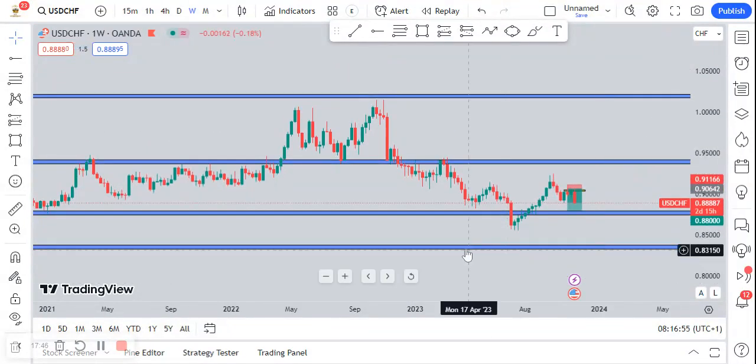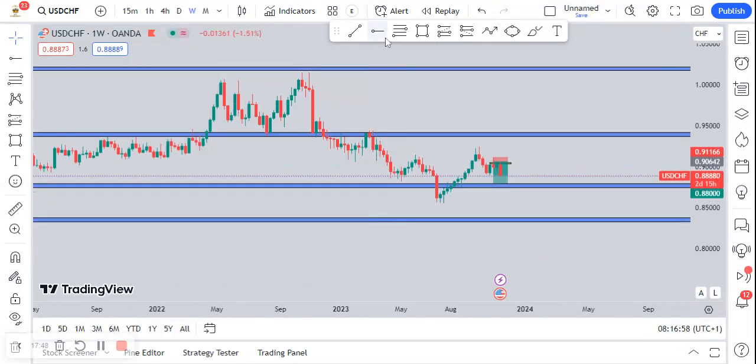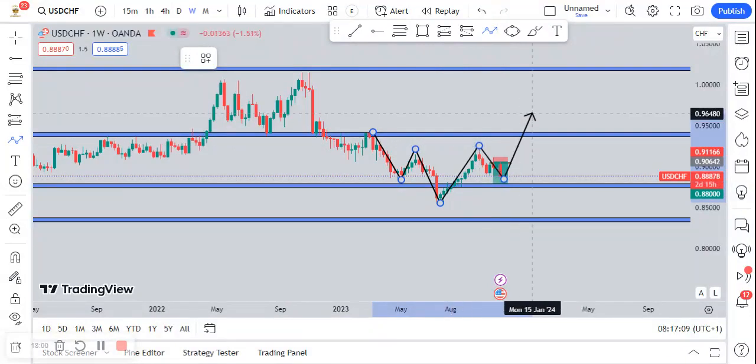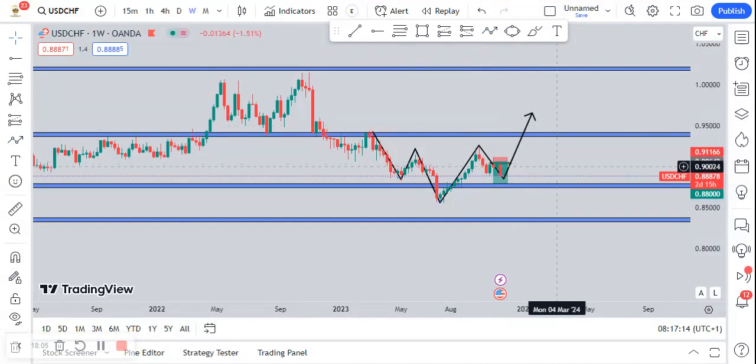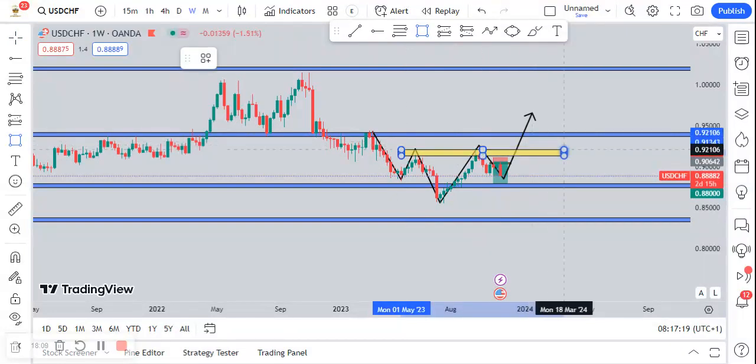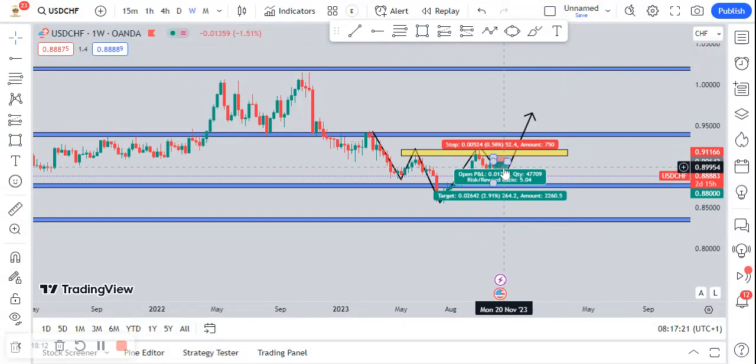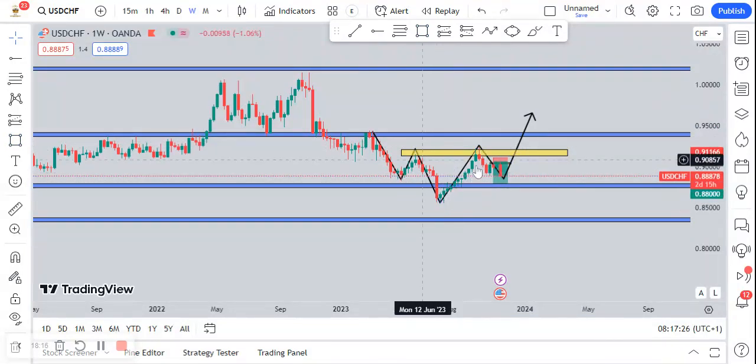On my weekly time frame, we all know that this is an inverse head and shoulder pattern, but it is tagged head and shoulder only if we see a weekly candle close above this neckline. Until we see a weekly candle close above this neckline, this is not valid.